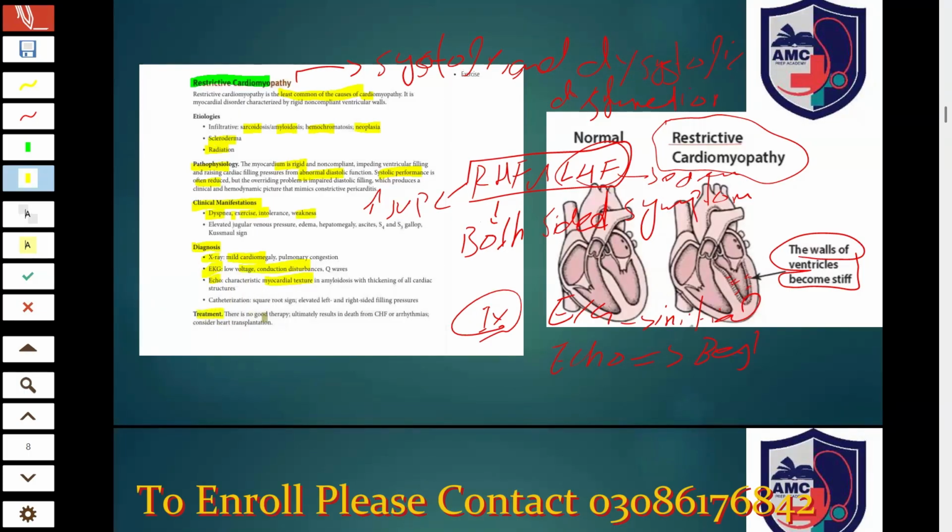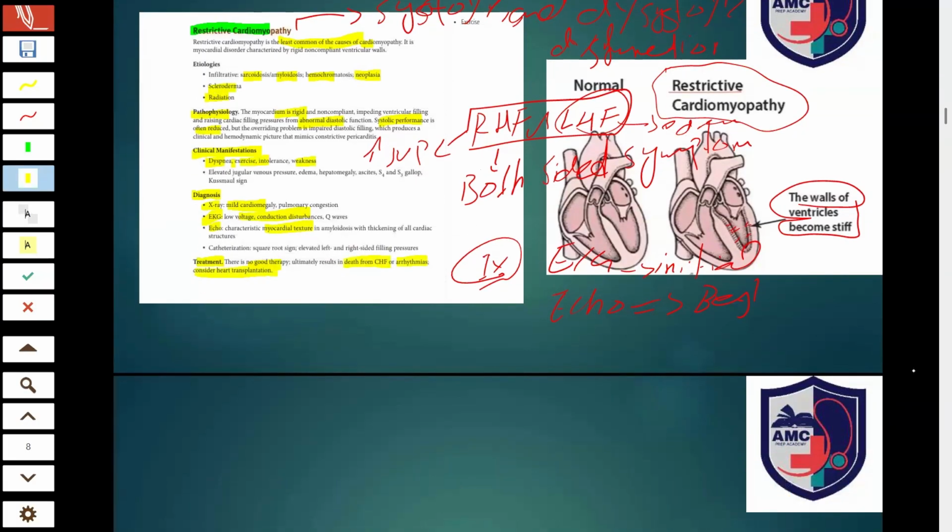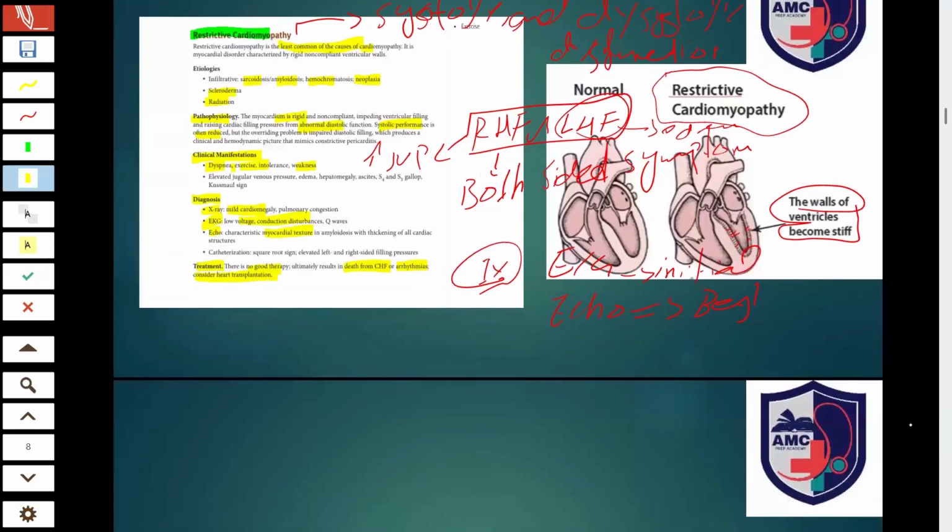Treatment is, this is a very alarming condition. There is no good therapy for this and it usually results in death from congestive heart failure or arrhythmias, and then heart transplantation. So this is not very important.